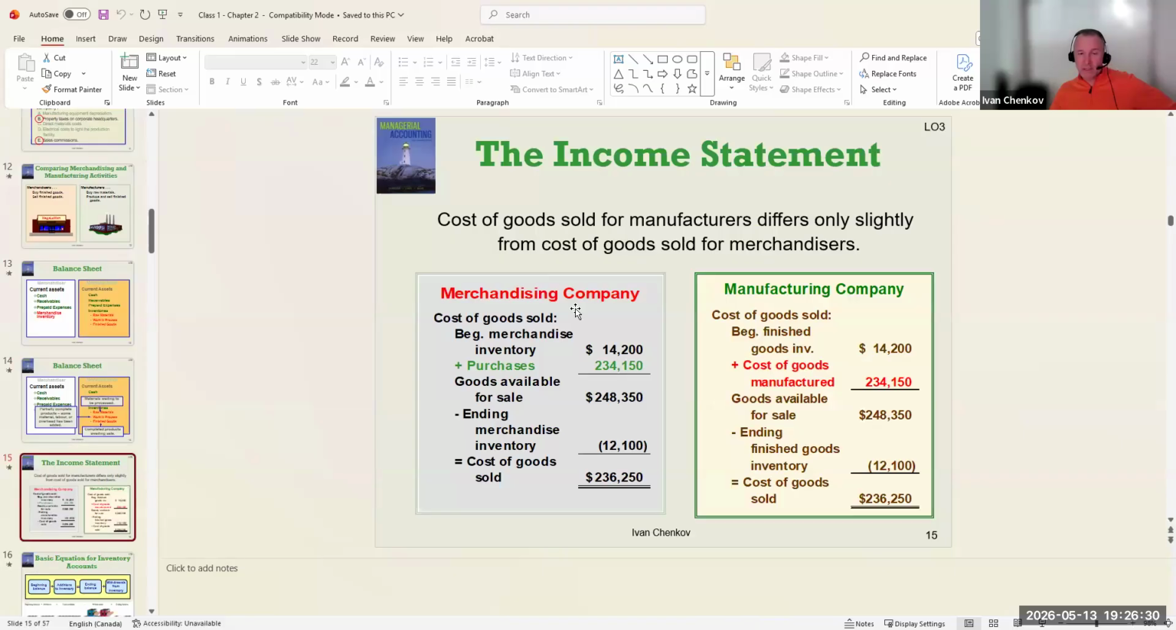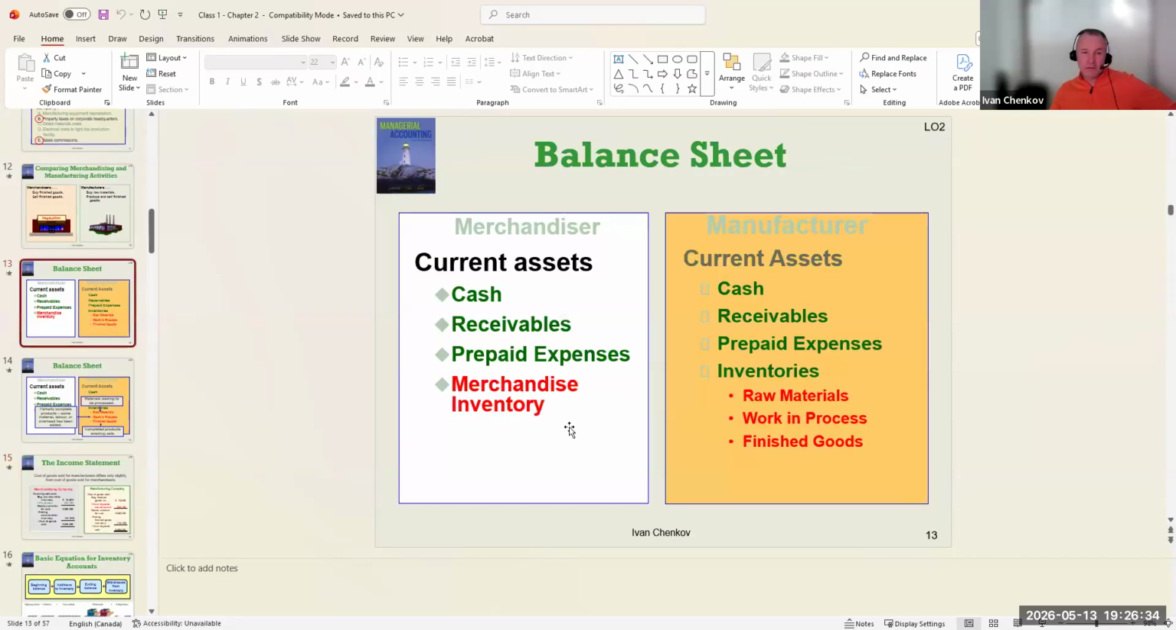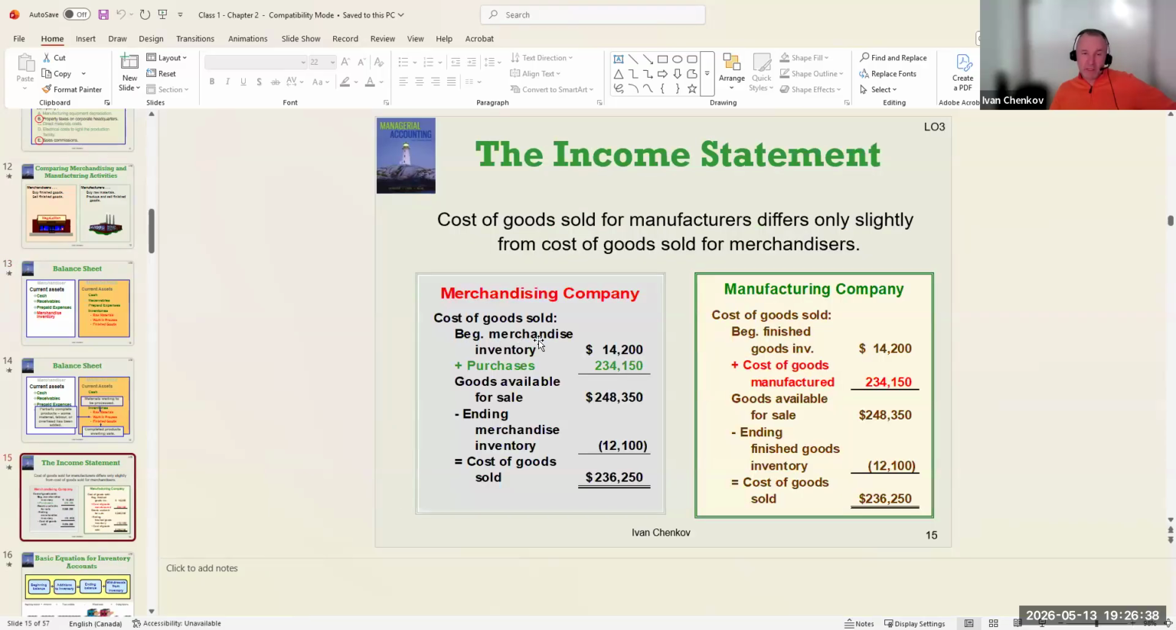Now in the merchandising company, easy. We're gonna find it since we have one inventory account, only merchandising inventory. We're gonna check how much is the beginning merchandising inventory. We're gonna add the purchases. It's gonna give us available for sale. Once we deduct the ending balance, we're gonna get the cost of goods sold.